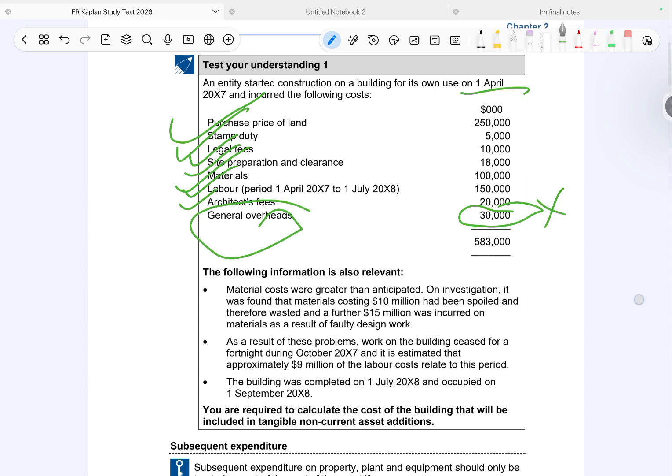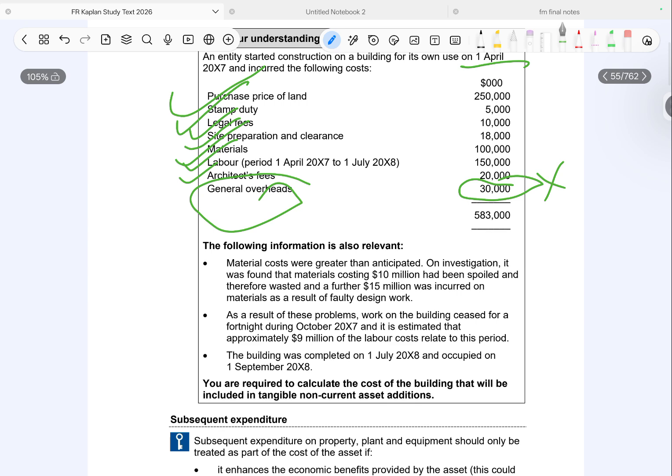Okay. Now, the material costs were greater than anticipated. Now, we're talking about materials. On investigation, it was found that material costing 10 million had been spoiled and therefore wasted, and a further 15 million was incurred on materials as a result of faulty design work. As a result of these problems, work on building was ceased for a fortnight during October, and it is estimated that approximately 9 million of the labor costs relate to this period. So it was unnecessary cost.